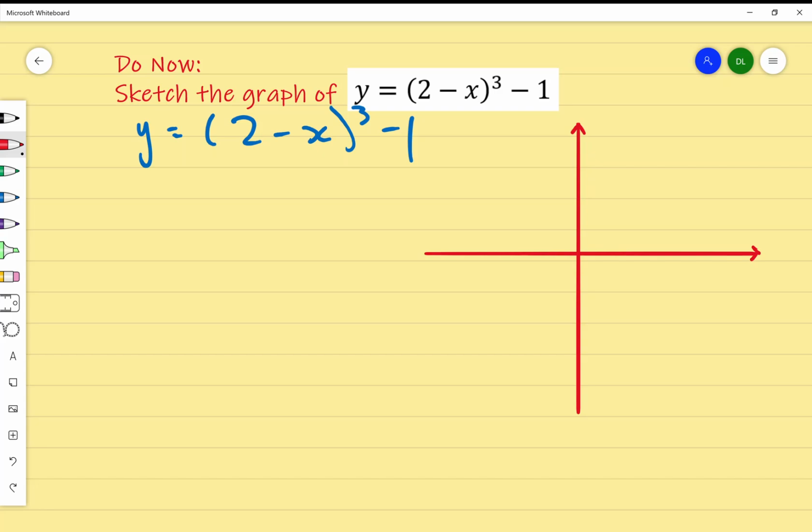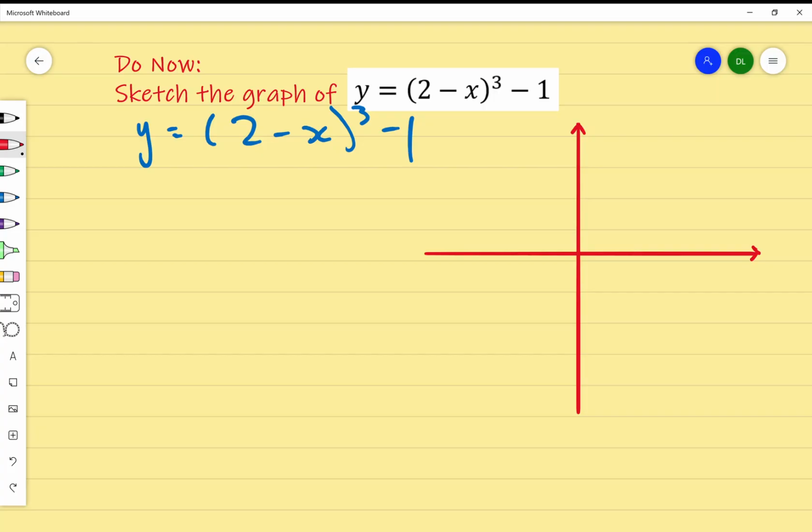This is our introduction to exercise 6F on graphs and factorized cubic functions. This is a do now question from exercise 6E. It's asking us to graph or sketch the graph of y equals (2 minus x) to the power of 3, minus 1. We touched on this topic last lesson, but it's a very unique one because it's very difficult for us to identify what the graph looks like because it's in such an odd form.